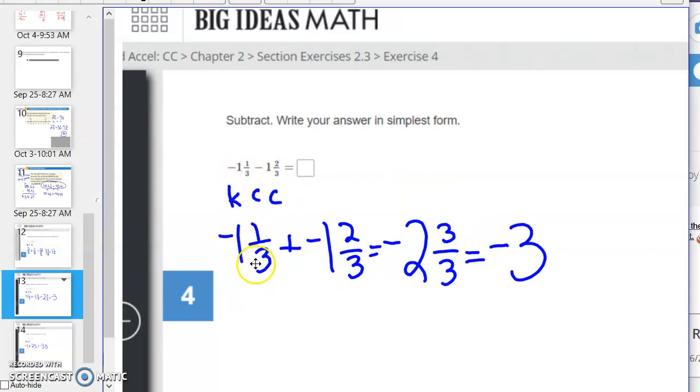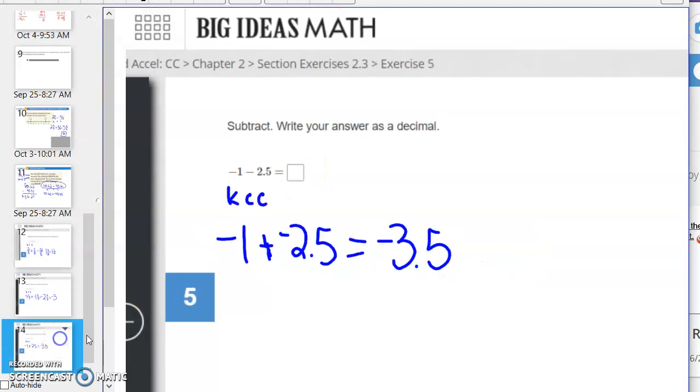Next one again, keep, change, change. So negative 1 1/3 stays the same. Change the minus to a plus, and the opposite of 1 2/3 is negative 1 2/3. Now I have the same sign, so I'm going to add and keep the same sign. 1 plus 1 is 2. 1 plus 2 would be 3/3, which would simplify to just be 3, but I have to remember to keep the same sign, so it should be negative 3. Enter negative 3 in here, check your answer, see if you got it right.